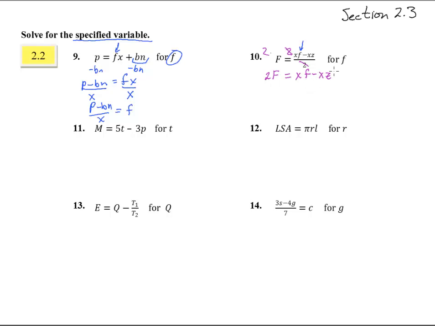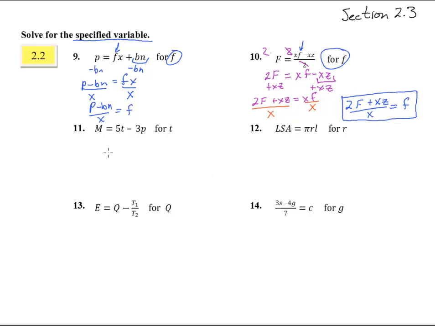Now we get rid of any addition or subtraction here, so we get rid of this guy by adding xz to both sides. We have 2 capital F plus xz. Can't really combine those together. So the last one, we get f by itself by dividing by x. So we're done with 2F plus xz all over x equals that little f. And that's what we were instructed to do, get little f by itself.